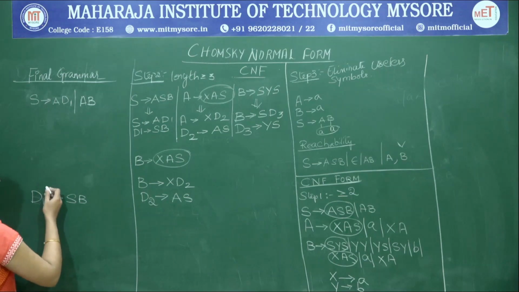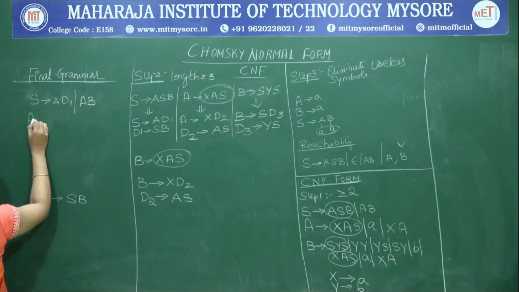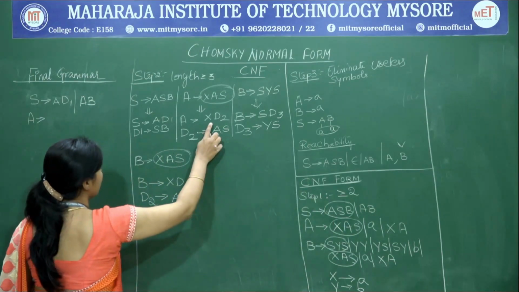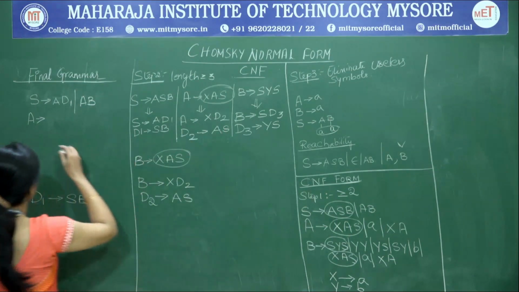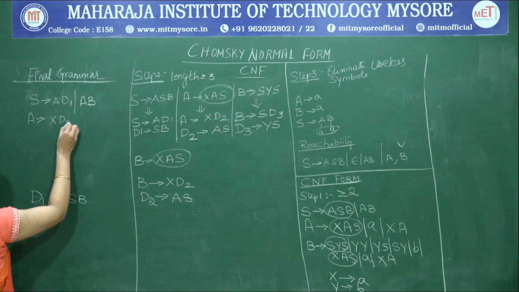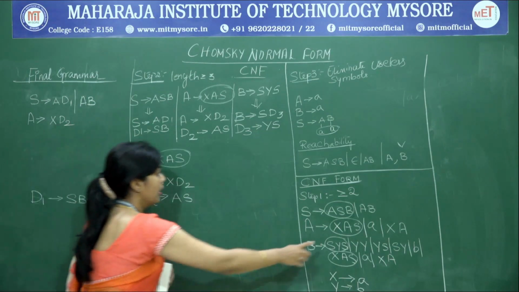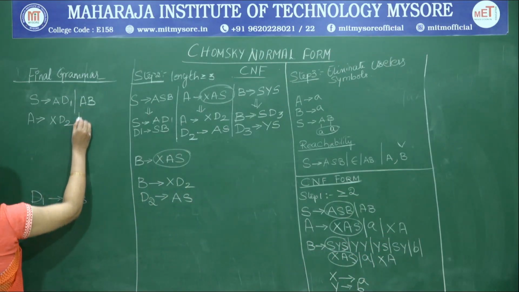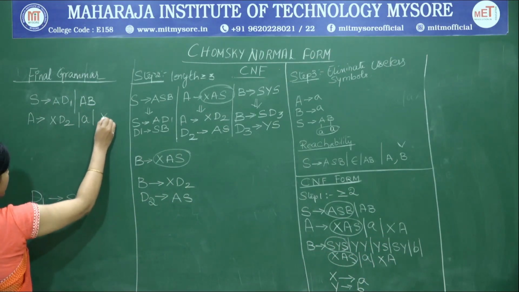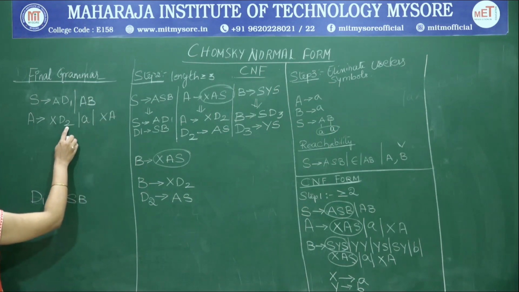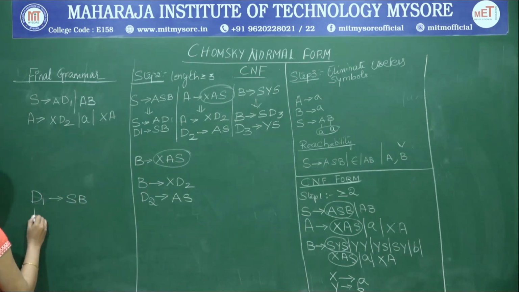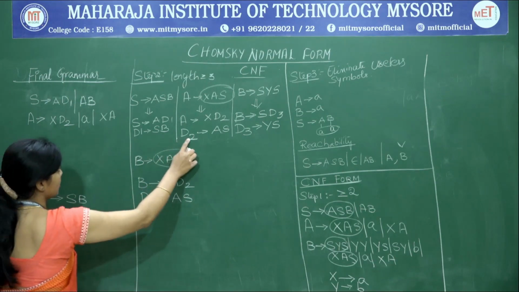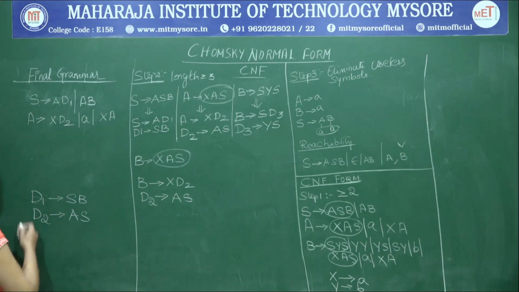Next we have A goes to, instead of this XAS we have produced XD2. So we write here XD2, and A and XA are going to remain as they are. We have introduced D2 here, so we will also write D2 goes to AS.